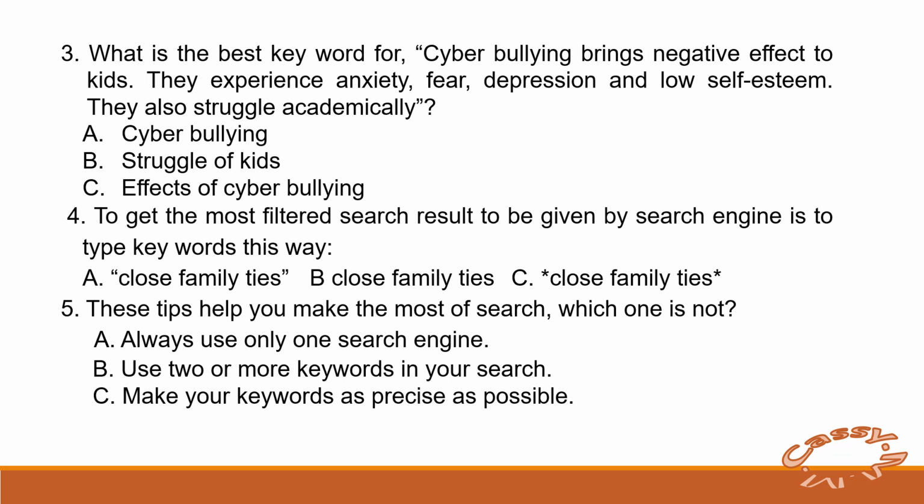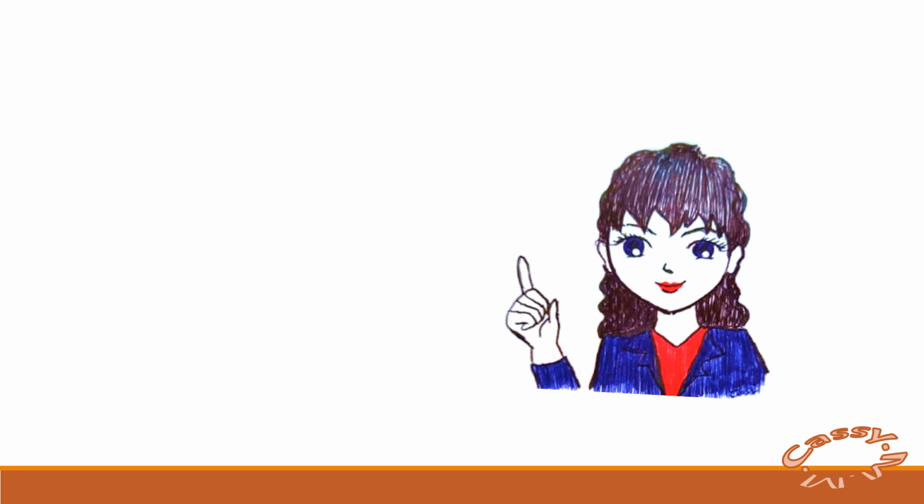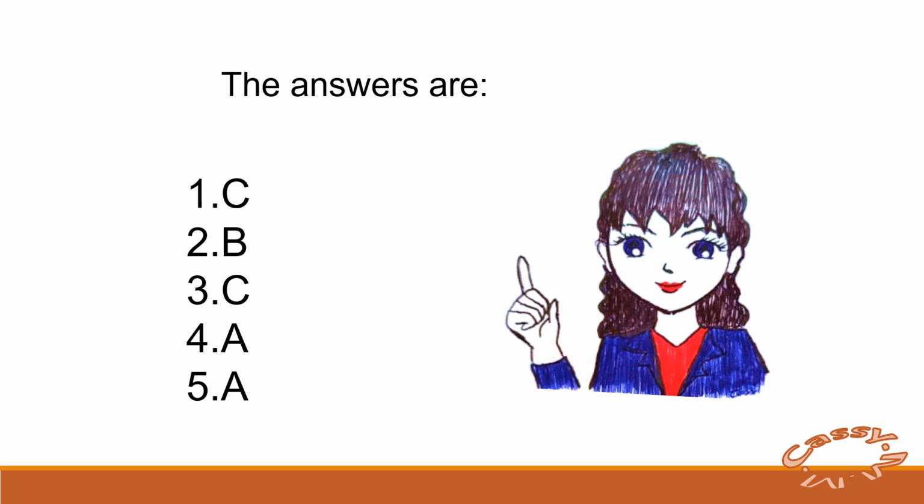5. These tips help you make the most of search. Which one is not? A. Always use only one search engine. B. Use 2 or more keywords in your search. C. Make your keywords as precise as possible. Let us see if you got them all correctly. The answers are 1. C, 2. B, 3. C, 4. A, and 5. A.